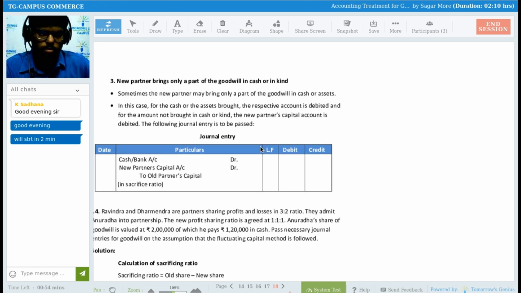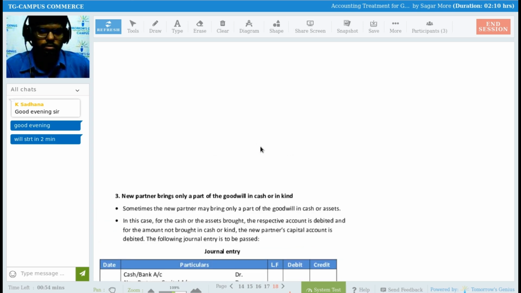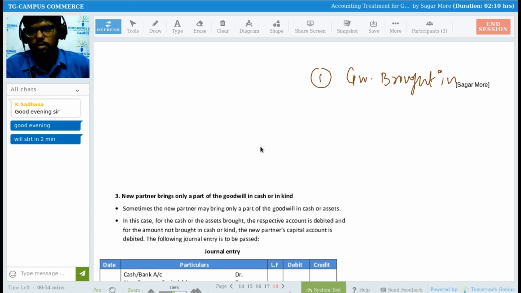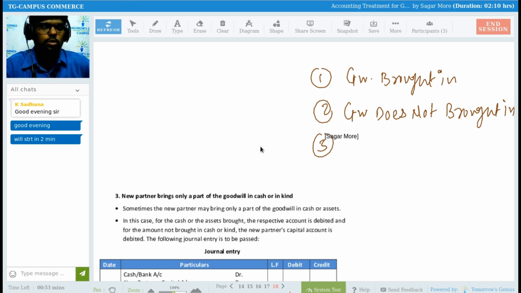Now what they are saying here, third case now. So we cleared when goodwill is brought in. Second, we covered goodwill not brought in by the partner. Now the third case is goodwill brought in by the new partner but not entirely, partly brought in, right? So the new partner brings only part of the goodwill in cash or in kind.